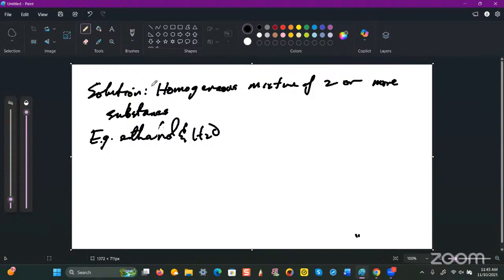In other words, when you add the ethanol to water and you mix it, with your own eyesight, you cannot detect the difference between the two because it's in one state or one phase, all right? Now, that is different from something like oil and water, right?